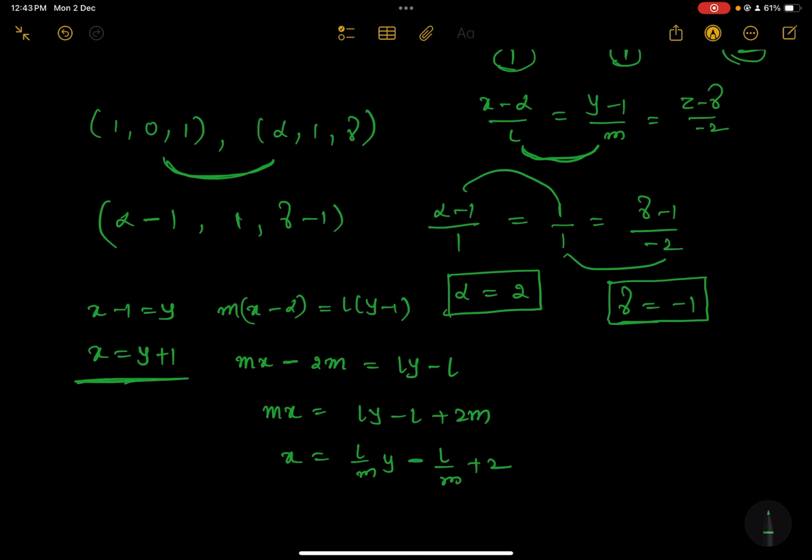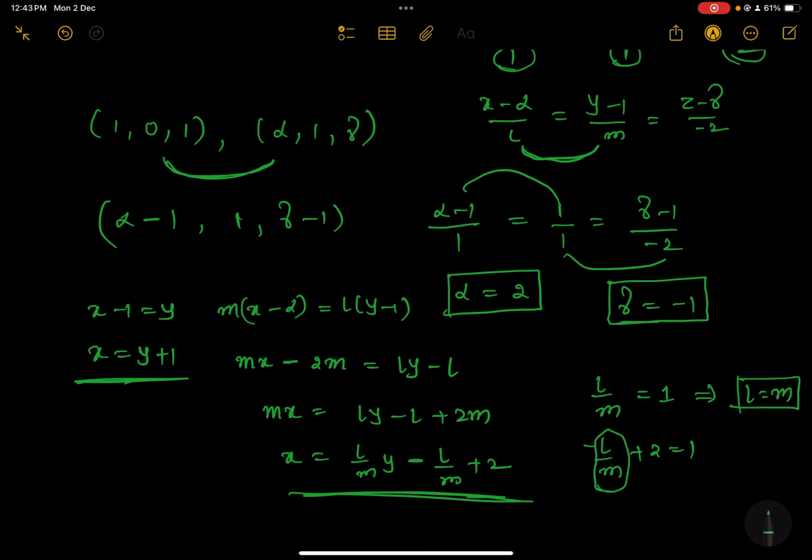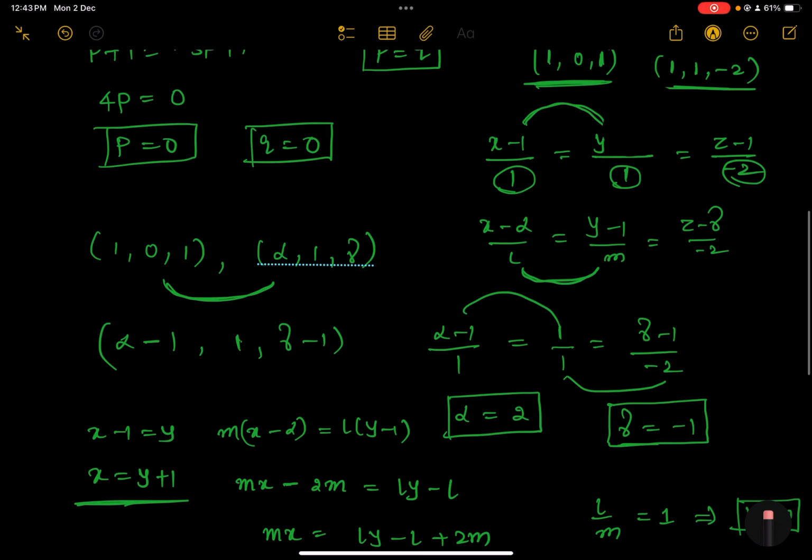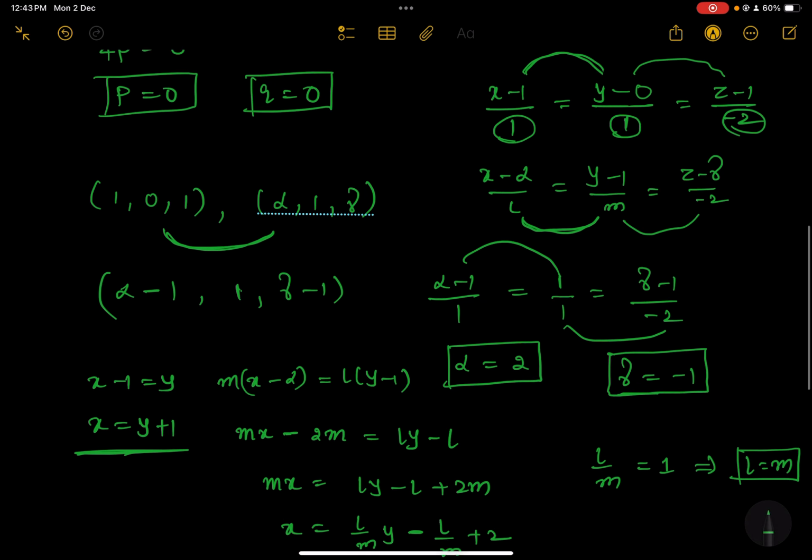So these two equations we can compare. So l by m should be equal to 1, and minus l by m plus 2 should be equal to 1. So this implies l is equal to m. Okay, so this holds good. From this, l by m is equal to 1. Now what we will do, we will equate these two and these two.